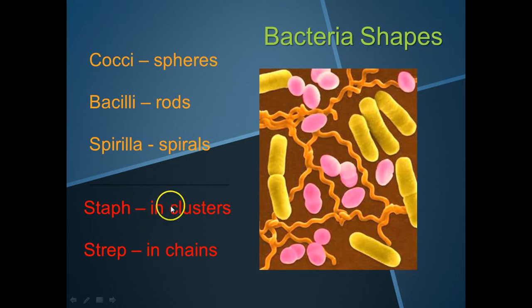There's an additional naming system. You either have staph, which means it's found in clusters, or strep, which means it's found in chains. Remember those 5 things. You're going to be asked to name some things as we move along. So staph is found in clusters, strep is found in chains.